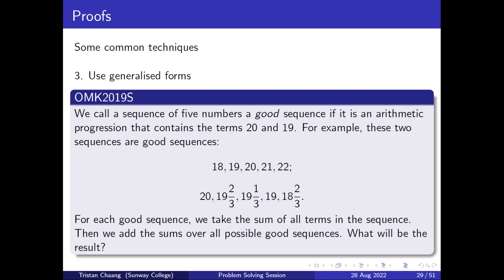For each good sequence, you take the sum of all the numbers. Like the first one there would be 100, right? 18 plus 19 plus 20 plus 21 plus 22. And then there's the one below, and so on. So we add for every sequence a total sum. We consider all the good sequences and add all those sums up. What do you get in the end? This is the last question of 2019 so long, I think.